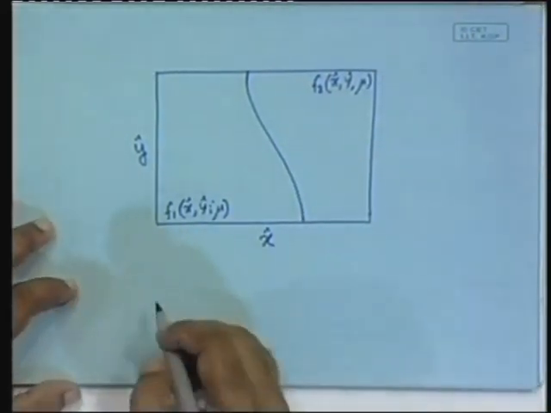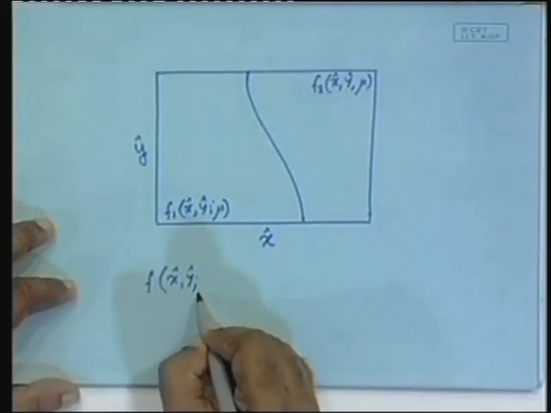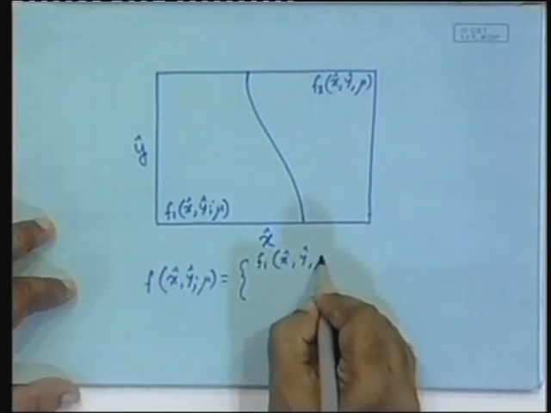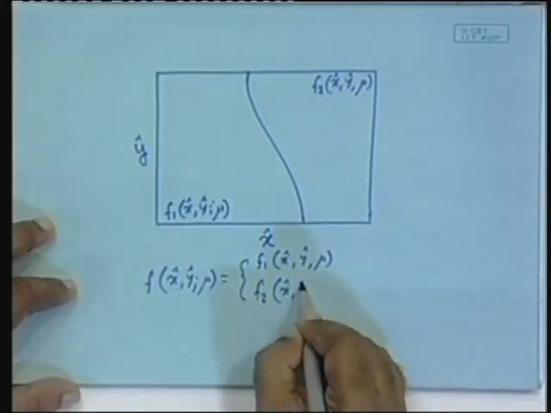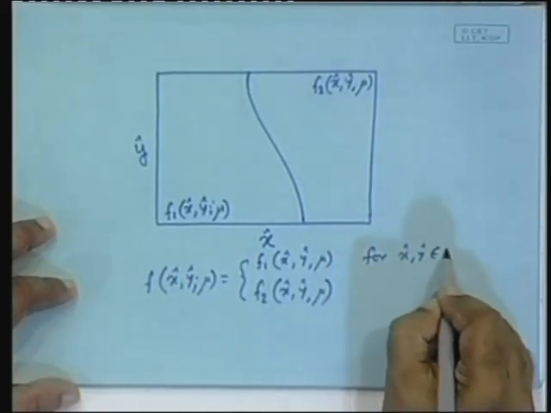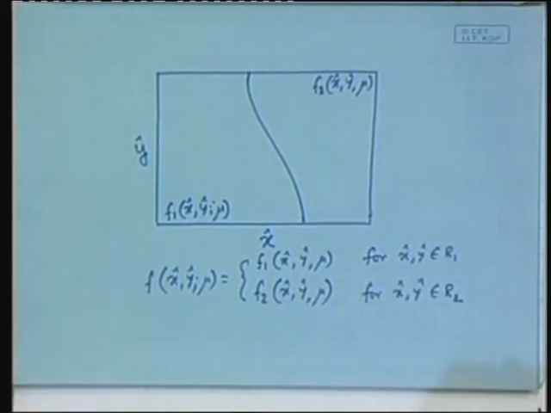So, it is actually a map where f of x hat, y hat, mu is given as f 1 of x hat, y hat, mu, and f 2 of x hat, y hat, mu. This is for x hat, y hat in say region 1, and this is for x hat, y hat in region 2. So that is the situation that we start from, where, as I told you, in practical situations of piecewise smooth dynamical systems, switching systems, you are likely to come across this kind of maps, discrete dynamical systems.